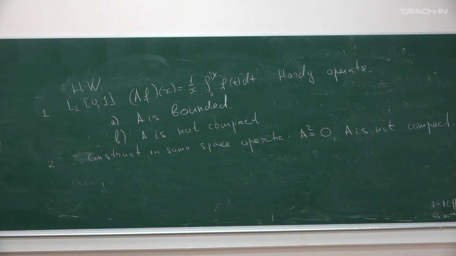Construct an operator with the following properties. The square of the operator is 0, and the operator is not compact. Of course it is not self-adjoint.